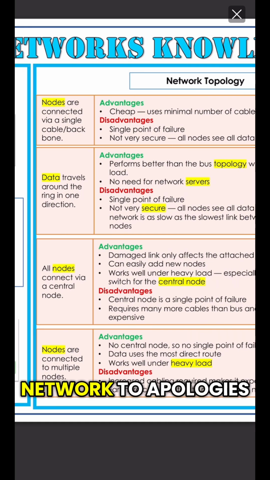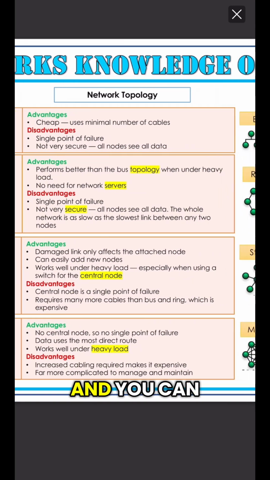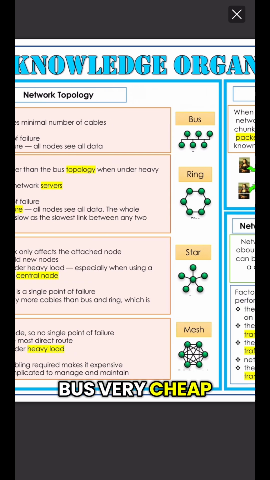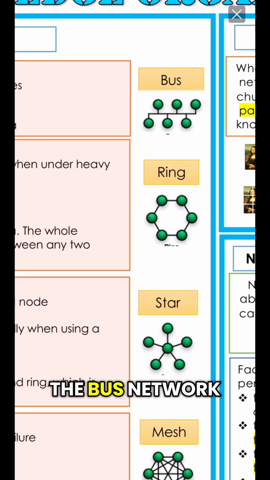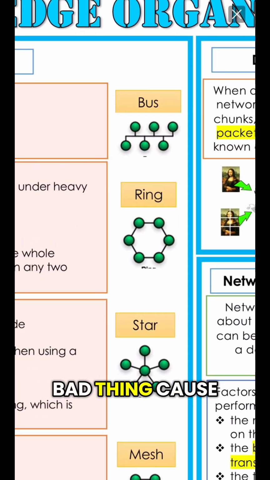We have different network topologies and the advantages and disadvantages of each one, and you can see what they are here. Bus, very cheap, because as you can see with the bus network, there's just like one main cable. However, that's a bad thing because there's a single point of failure. So if that cable breaks on the bus network, then the whole network goes down.